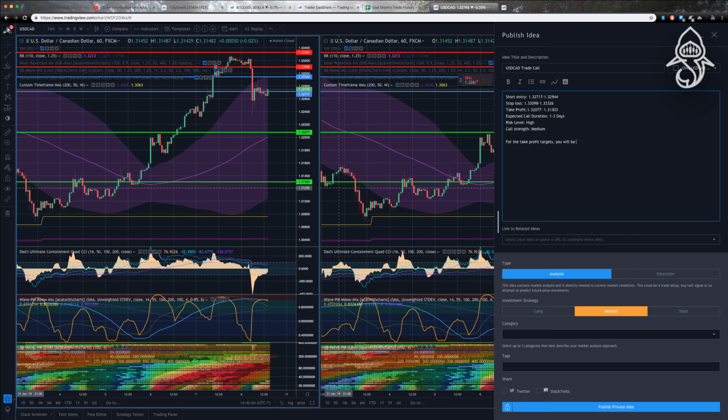You will be better off taking as the targets the 1.10, 1.25 standard deviation, and the 1.10 mean. Time frame 1 to 3 days, that's perfect. Risk level, I'd say medium. And then call strength is going to be strong.